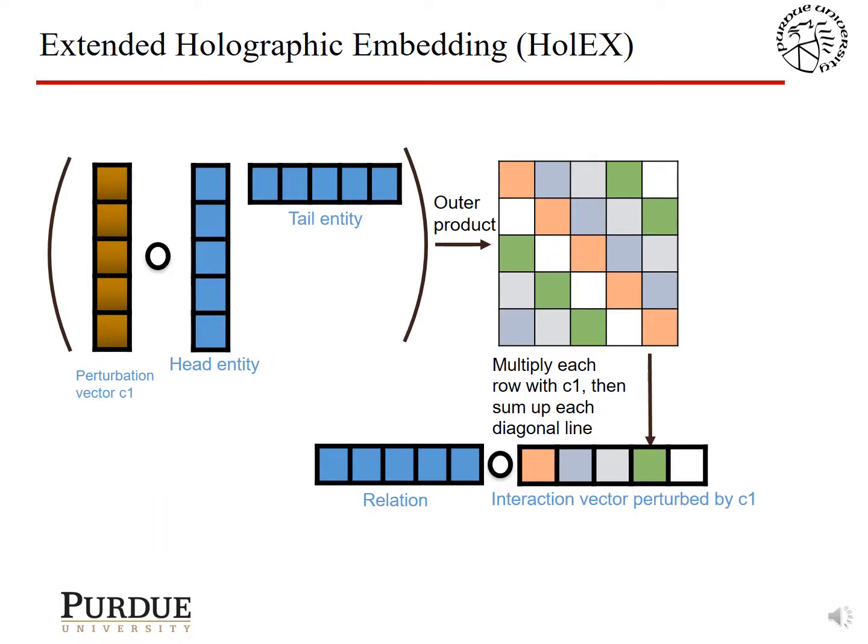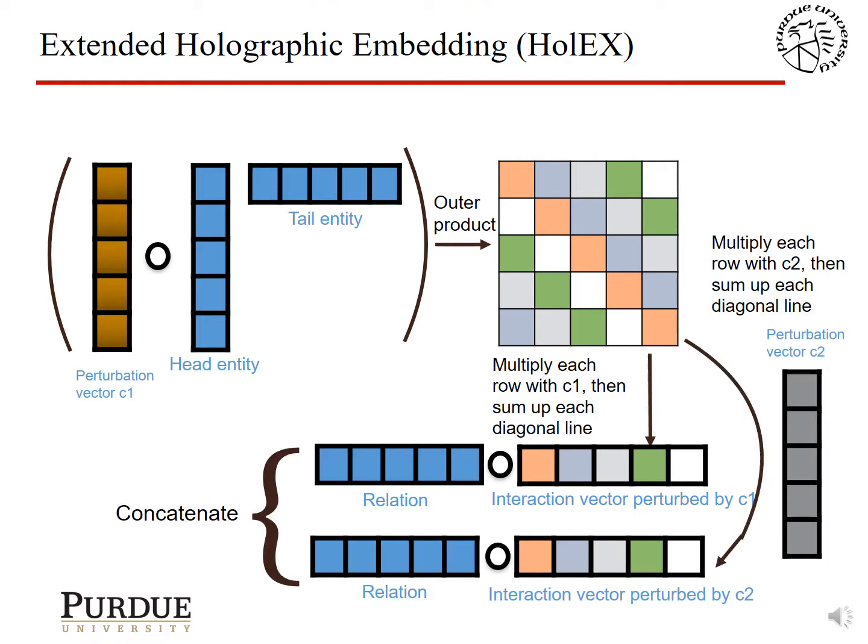Expanded holographic embedding multiplies the head entity with a random perturbation vector C1 before forming the outer product and summing up according to the diagonal line, just like the holographic embedding. The final embedding is the concatenation of factors generated with multiple perturbation factors. We show in the paper that the model extrapolates from the holographic embedding on one hand towards the full ResGo model as you add more and more perturbation factors.